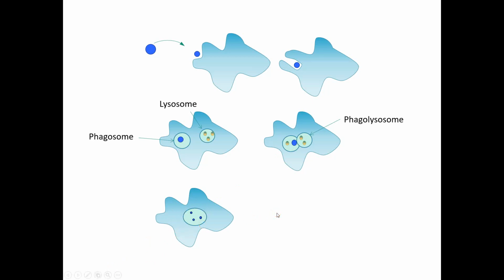Then the phagocyte is going to digest much of that antigen, but any of the remaining pieces, it's going to spit out through exocytosis, and then the body can clear it. So that is the process of phagocytosis.